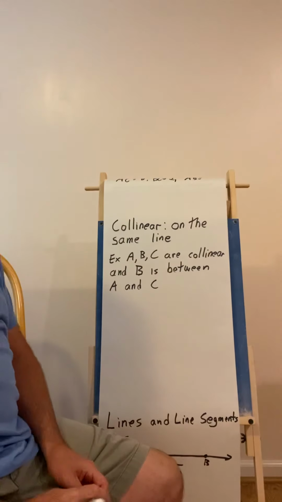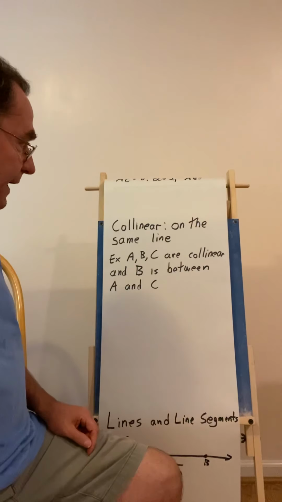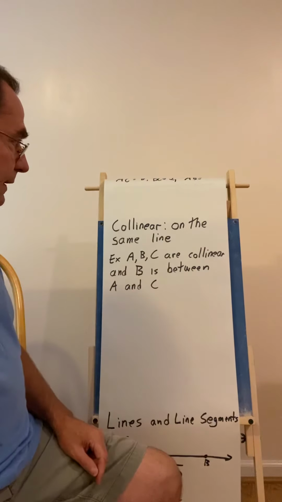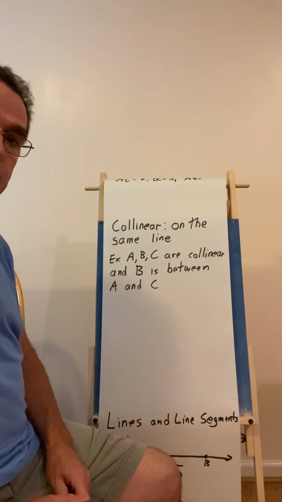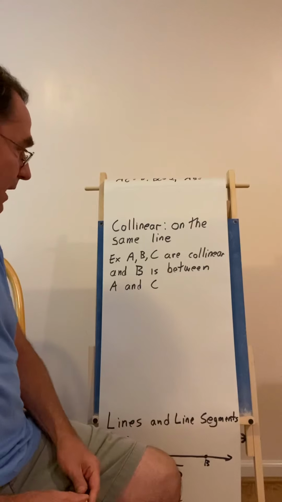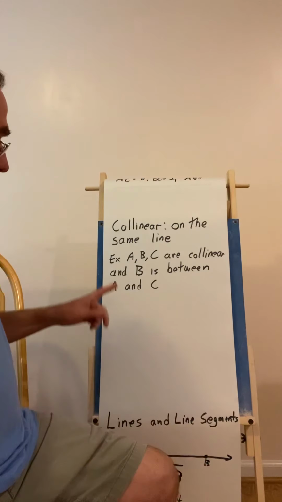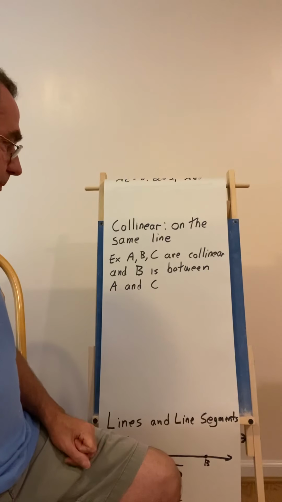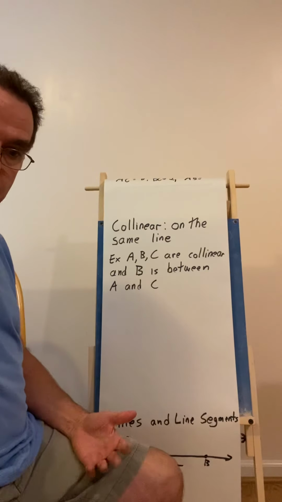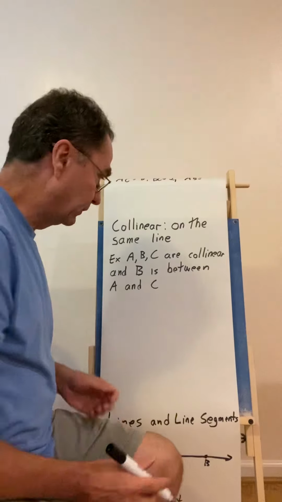Now here's a vocabulary word for us today. Collinear means on the same line. So if points are collinear, it means they're on the same line. So here's an example. A, B, C are collinear and B is between A and C. Those are words. We have to draw the diagram that goes with that.